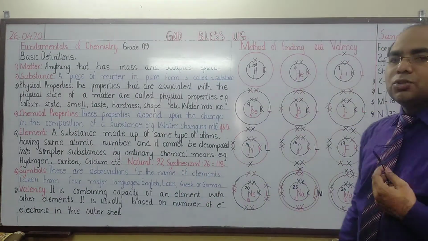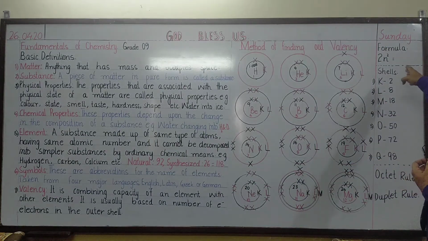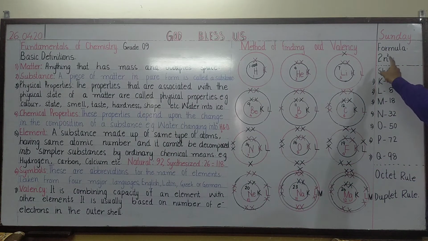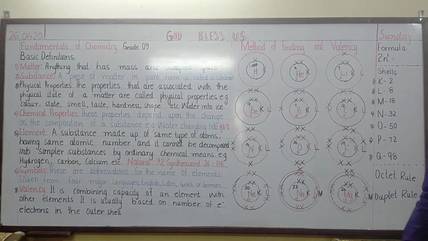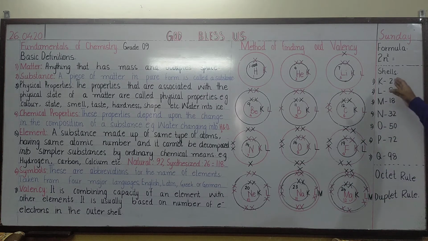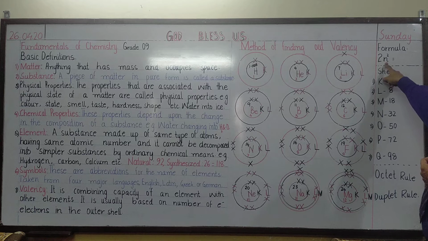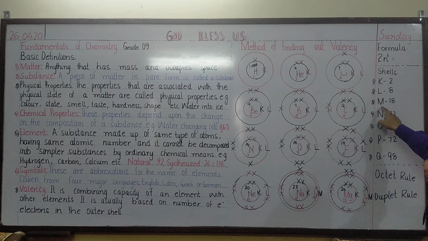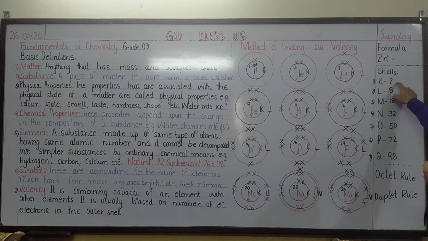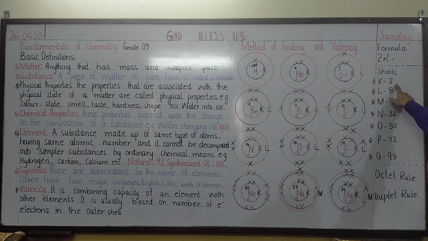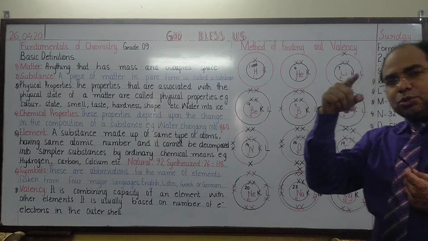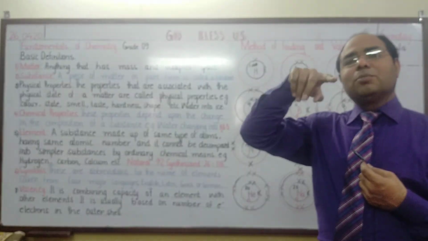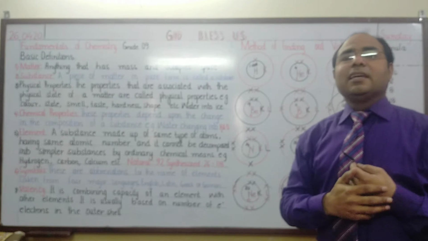So our topic is the method of finding out valency. I told you there are many things you need to know. Firstly, what is the formula for finding the number of electrons in each shell? That formula is 2n square. Here, n stands for the number of the shell, and we have 7 basic shells: K, L, M, N, O, P, Q. The 2 is written here, and this gives the number of electrons possessed by these shells. Now, how to check? For example, K is shell number 1.